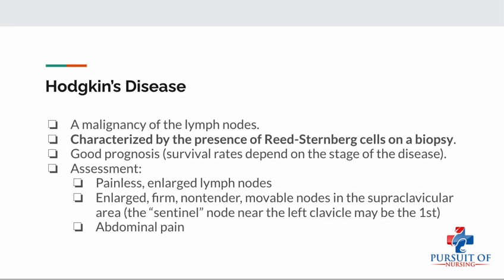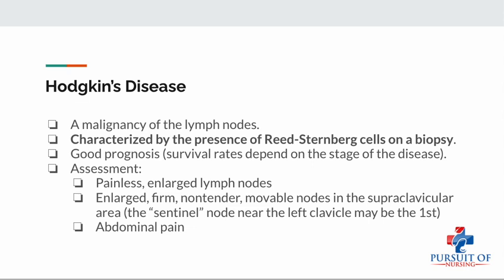Okay, Hodgkin's disease is a malignancy of the lymph nodes. It's a type of lymphoma. Peak incidence of Hodgkin's disease is mid-adolescence. It is characterized by the presence of Reed-Sternberg cells on a biopsy. Definitely know that. There's a good prognosis, so of course survival rates depend on the stage of disease.